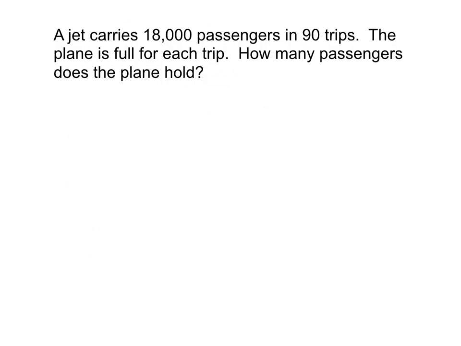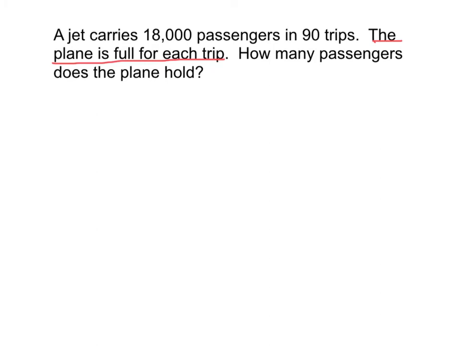A jet carries 18,000 passengers in 90 trips. The plane is full for each trip. How many passengers does the plane hold? Well, the sentence right here, I'm actually going to underline it, that says the plane is full for each trip, that shows me that every single trip has the same amount of passengers.